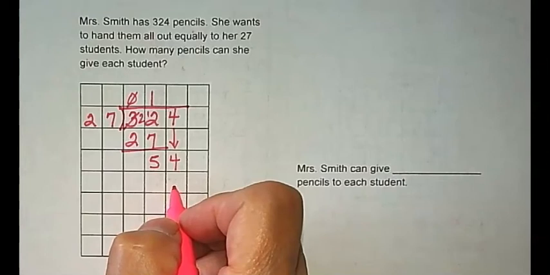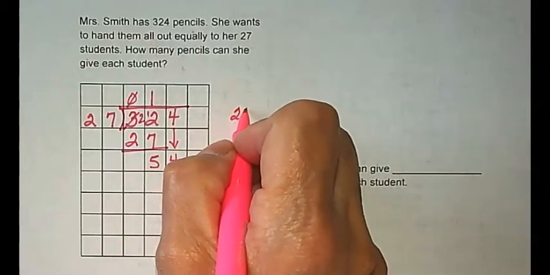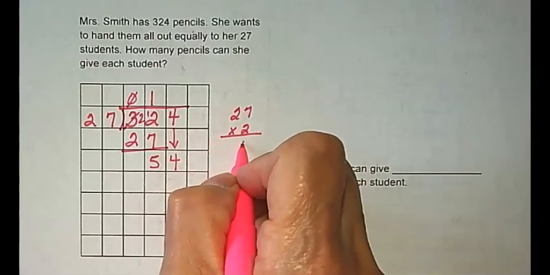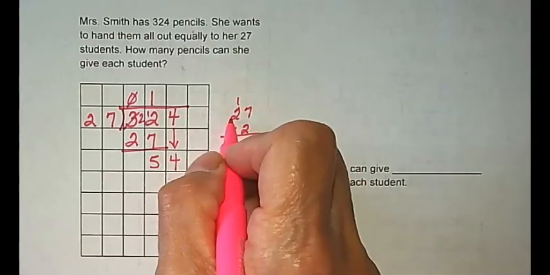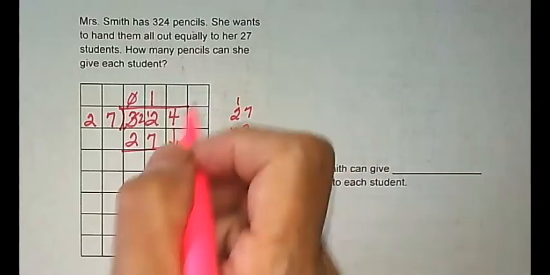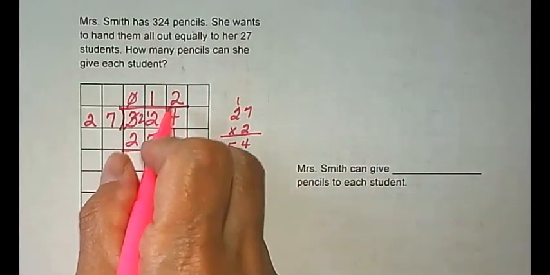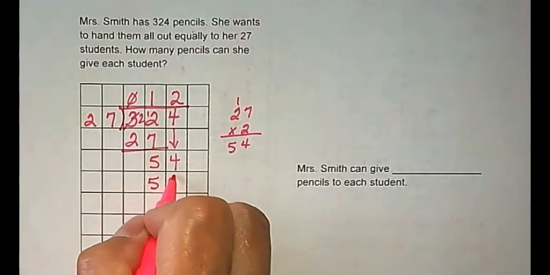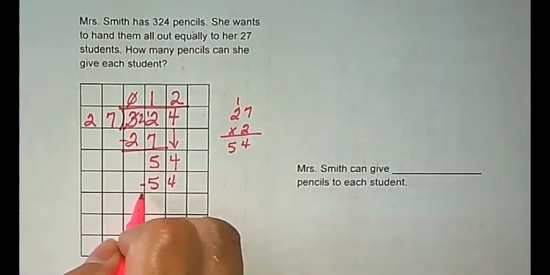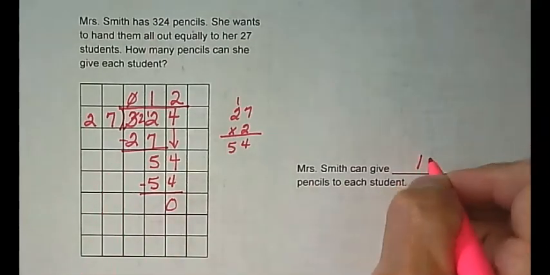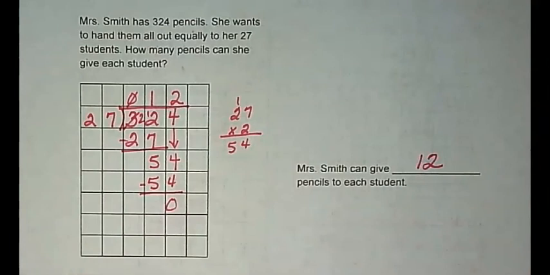27 times 2 is 54. I'll double check that, but I'm pretty confident that's correct. 2 times 7 is 14. Carry my 1. 2 times 2 is 4, plus 1 is 5, so 54. So we put a 2 right here. And 2 times 27 is 54. Subtract, got my subtraction sign there, and 0. So we see that Mrs. Smith can give each one of her students 12 pencils.